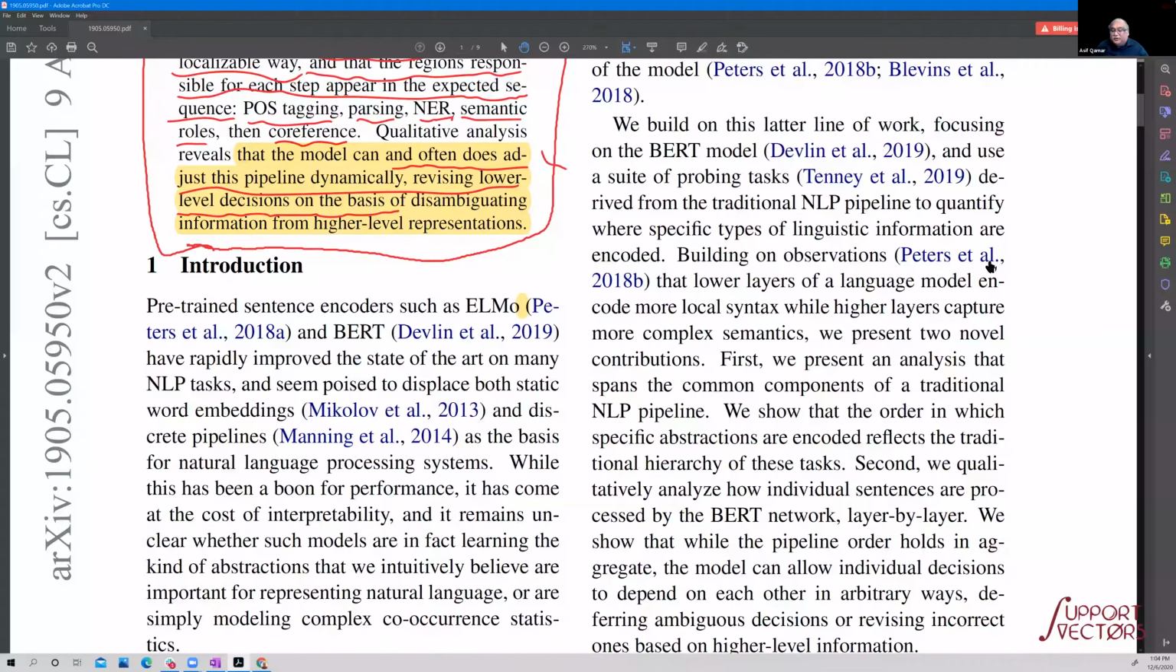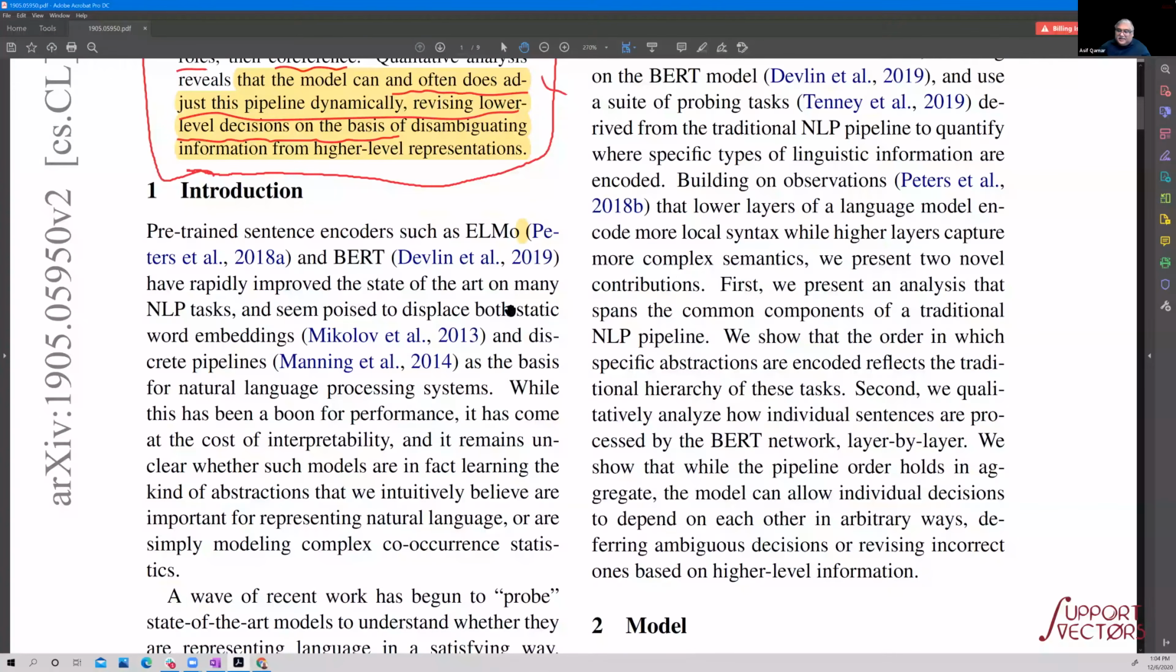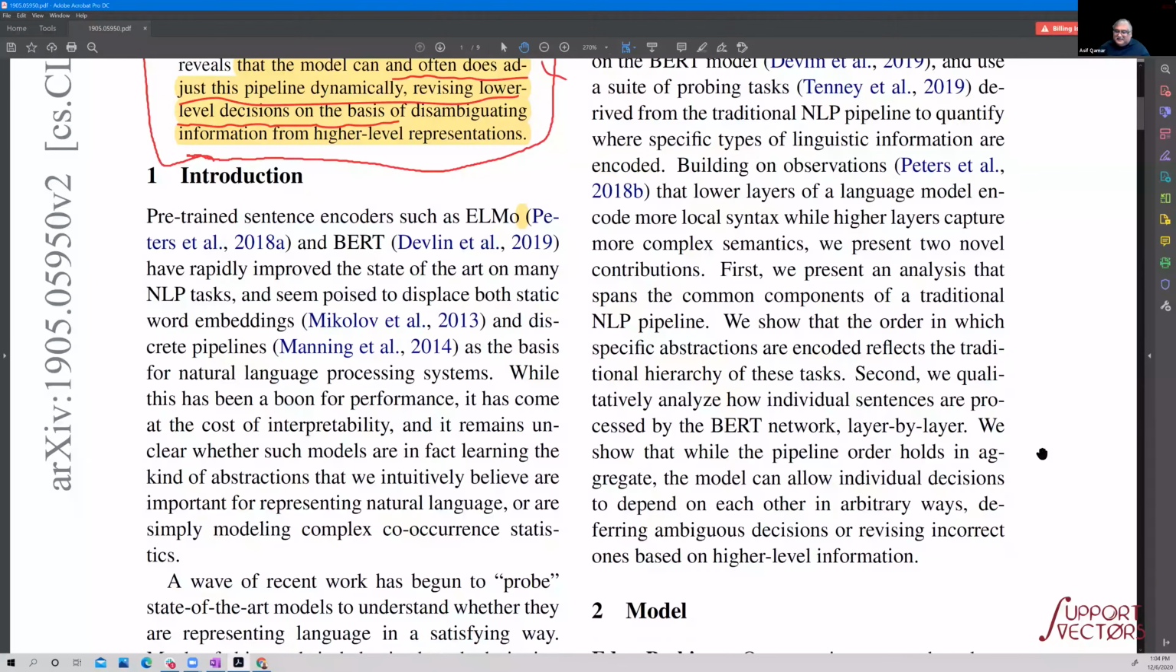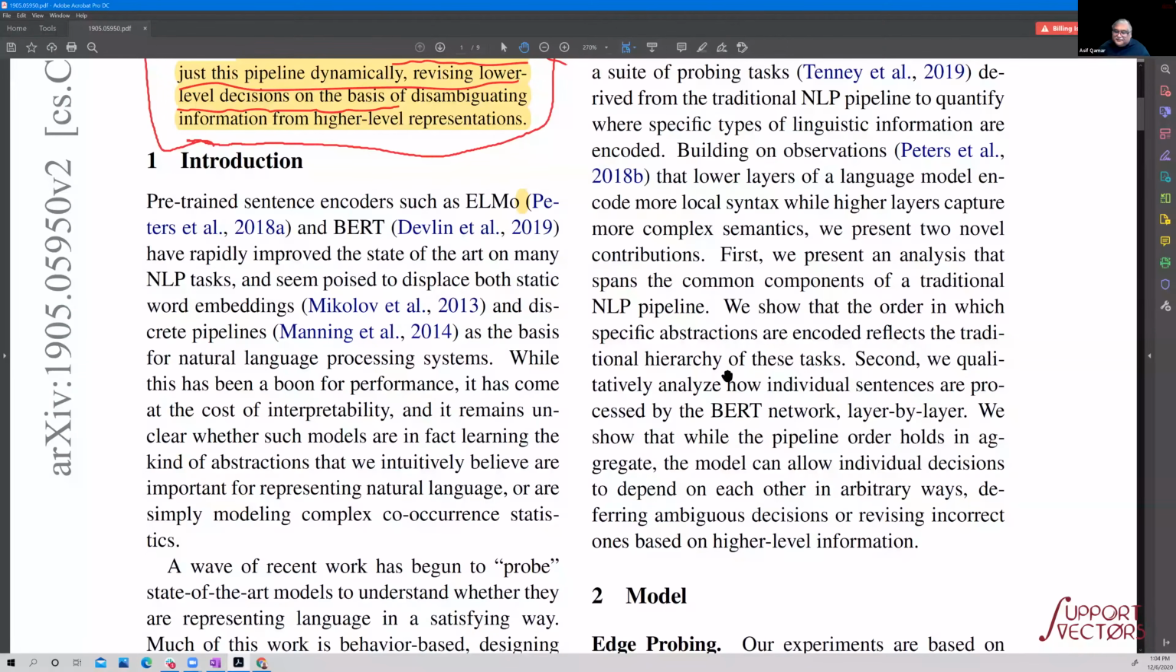We present two novel contributions. First, we present an analysis that spans the common components of a traditional NLP pipeline. So basically, they are looking at all the entities in the typical NLP pipeline, all the parts. We show that the order in which specific abstractions are encoded reflects the traditional NLP pipeline. We have gone over this. We show that the order in which specific abstractions are encoded reflects the traditional hierarchy of these tasks.